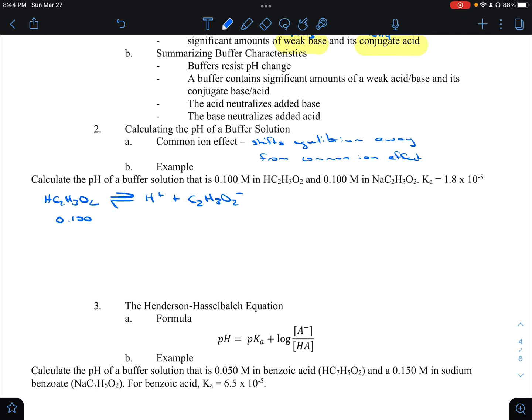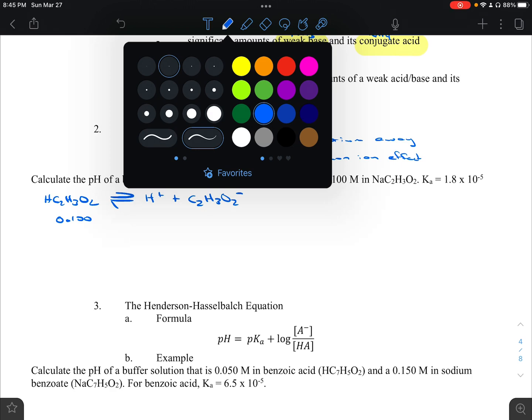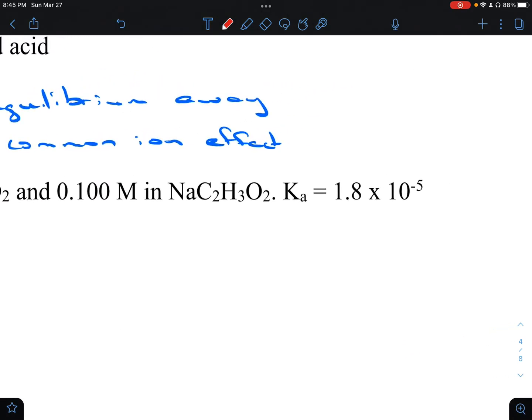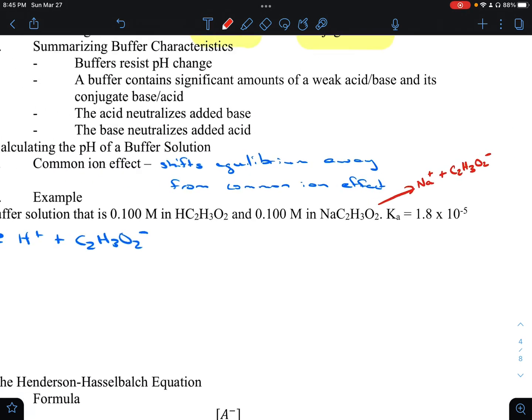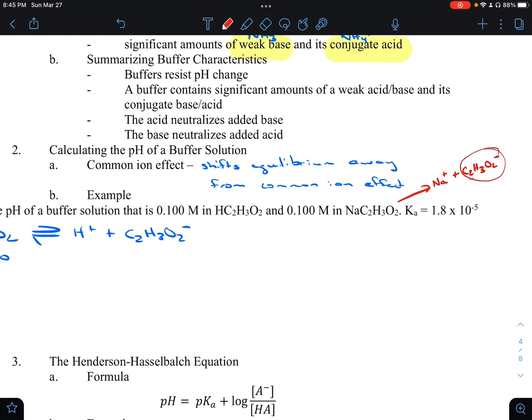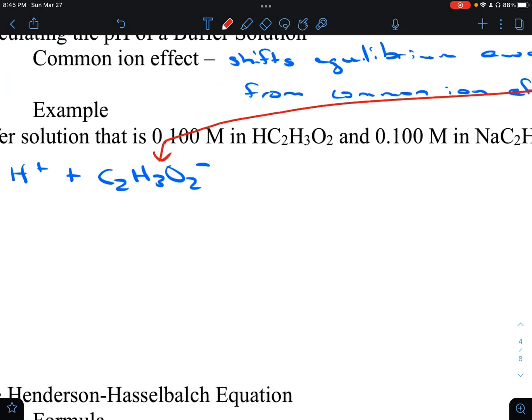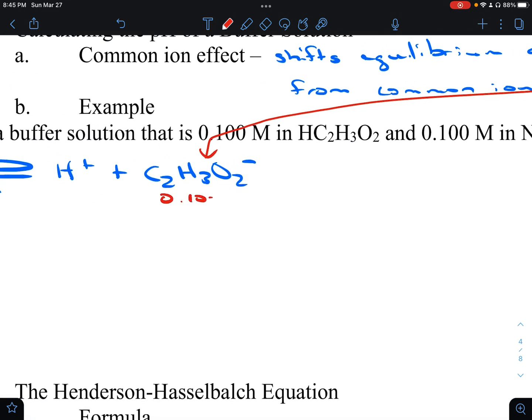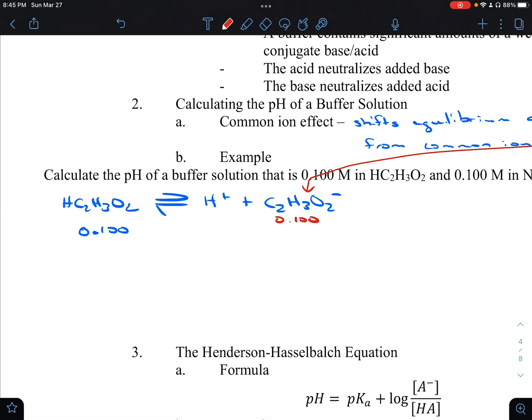Ooh, that's one too many zeros. We have 0.1 molar here. But let's take a little side trip here at NaC2H3O2. When that gets into solution, it breaks into Na pluses and C2H3O2 minuses. And so what we have there looks very similar to these. So we have 0.1 molar of this, and we're going to say a starting of 0 of our H plus.